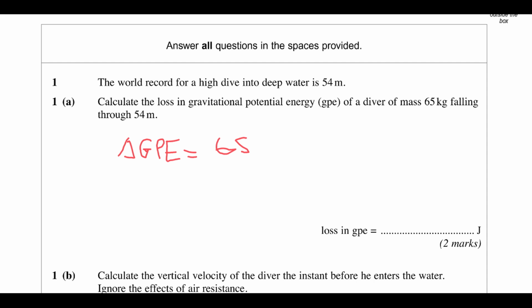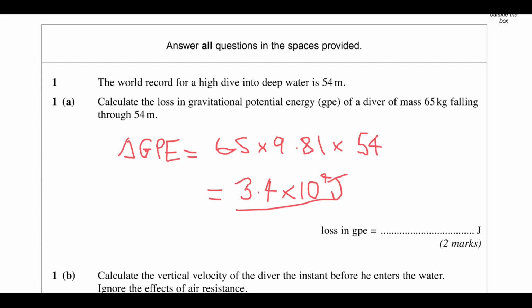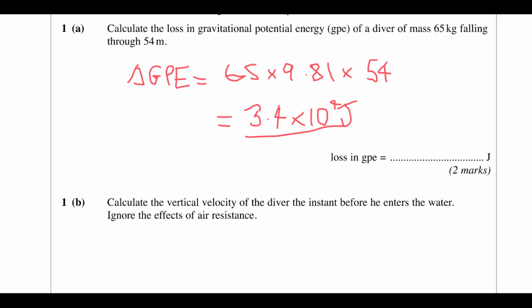So 65 times 9.81. Now normally I'd multiply this by minus 54 because you're going downwards, but it says calculate the loss, so I put it in as plus 54 to calculate the loss. And we do that, it comes out as 3.44 times 10 to the fourth, or that's going to be 3.4 times 10 to the power of 4 joules there as your answer, to 2 sig figs, which would be appropriate.